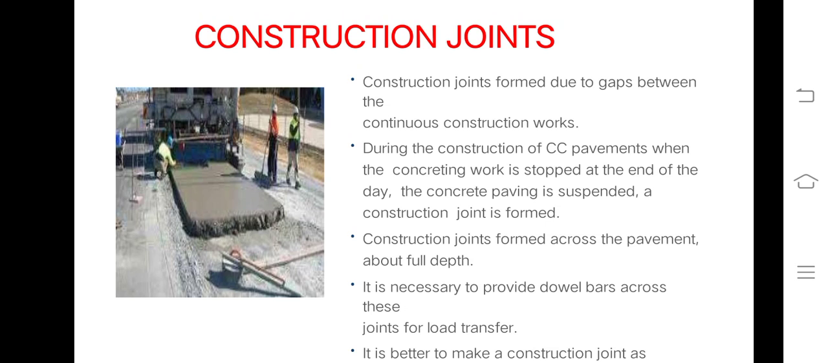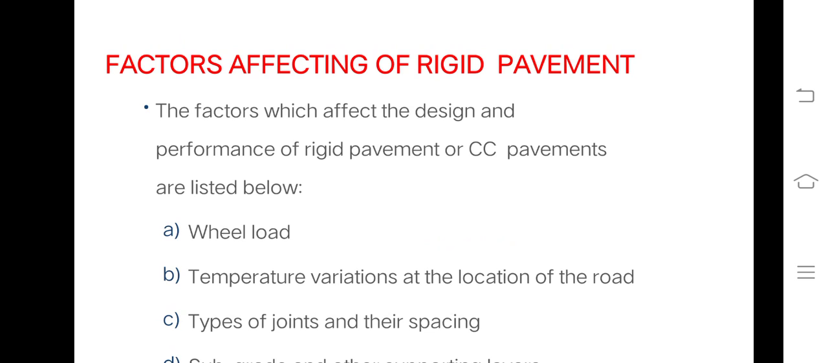Construction joints form across the pavement and full depth. It is necessary to provide dowel bars across these joints for the load transfer. Okay, see the figure. Today if you want to stop here, that point is called a construction joint. So from the next point again you can start from that particular point.